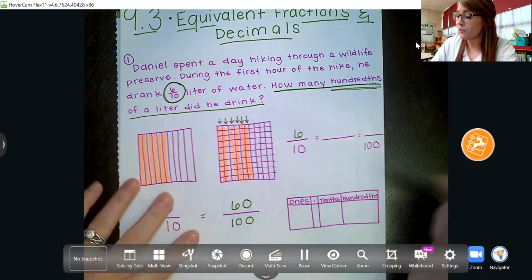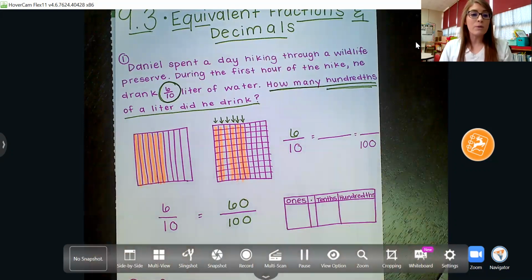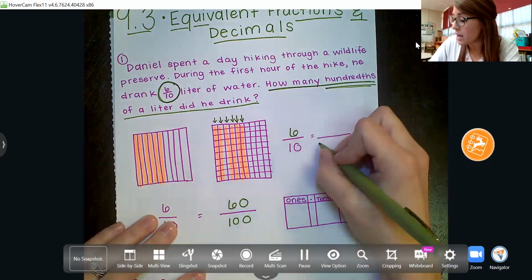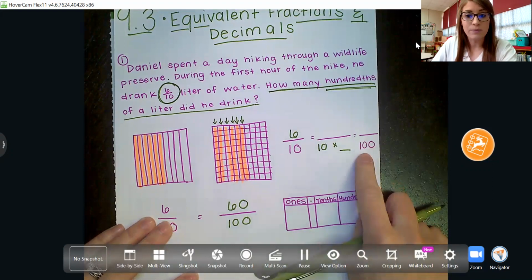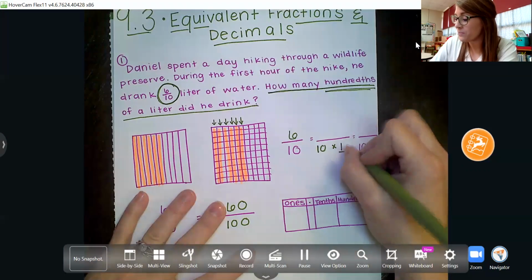Well, let's look at how we can get from 6/10 to 60 hundredths. Remember when we were talking about equivalent fractions back in chapter 6, we were talking about how in order to make an equivalent fraction, you must multiply the numerator and the denominator by the same number, or else it's not going to be equivalent. So because we know what our denominator is, we can say, okay, 10 times what is going to get me 100? Well, 10 times 10 gets us 100, right?